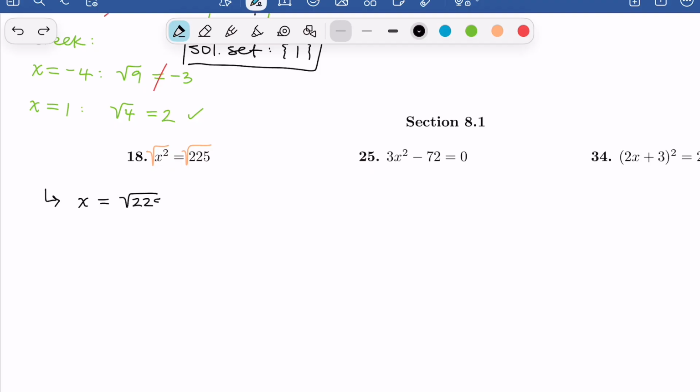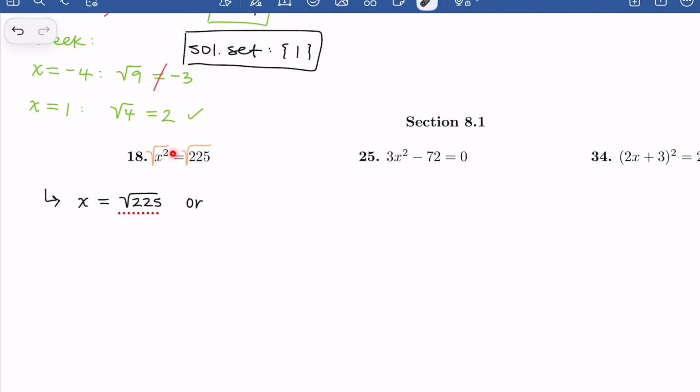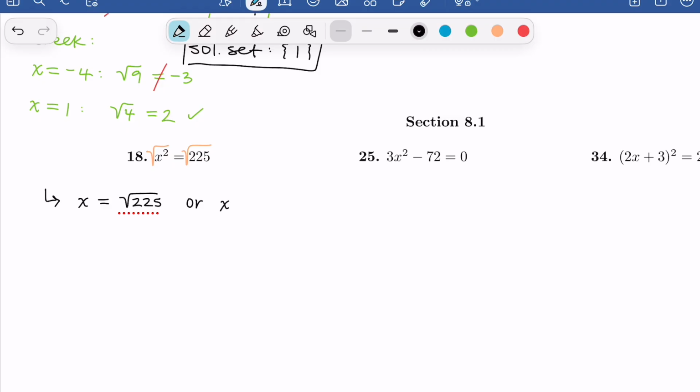But this is where that extra step comes into play. Whenever I take the square root or use the square root property, I'm going to actually have two solutions. Since notice this is a quadratic here, so I'm going to have two solutions. And my second solution is going to be the opposite of my first, opposite in sign.